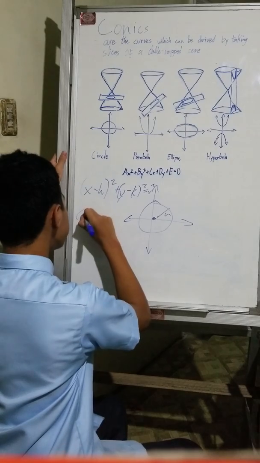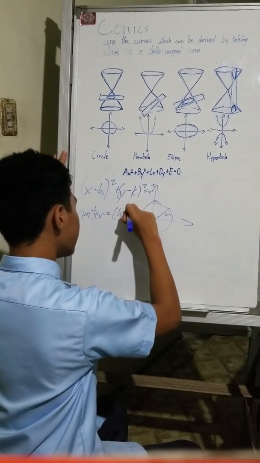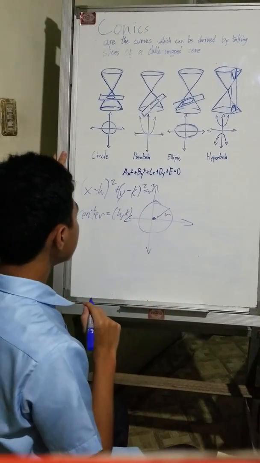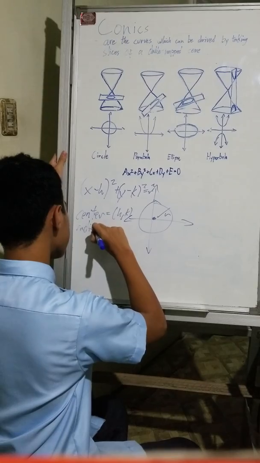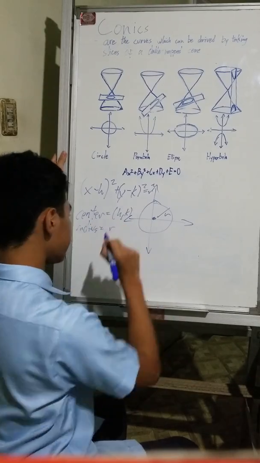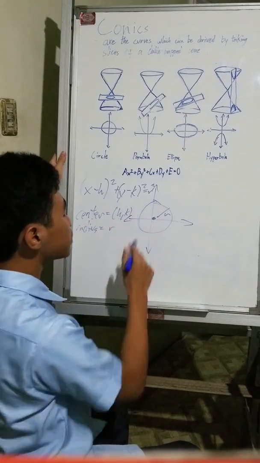Now the center is (h, k). The radius is obviously r. And the x and y can be any point on the circle.